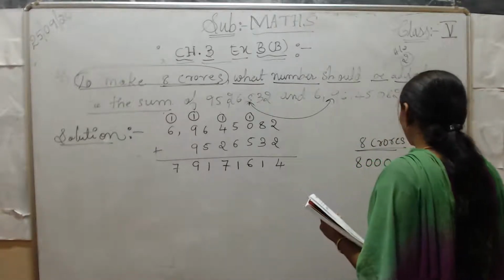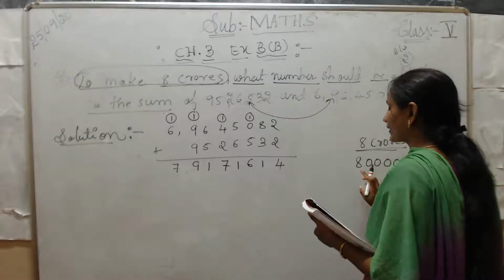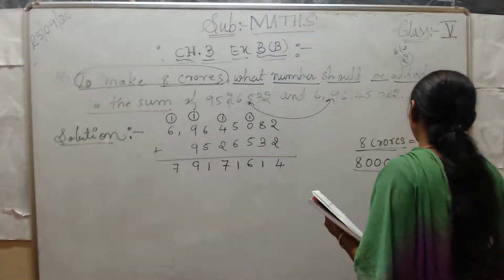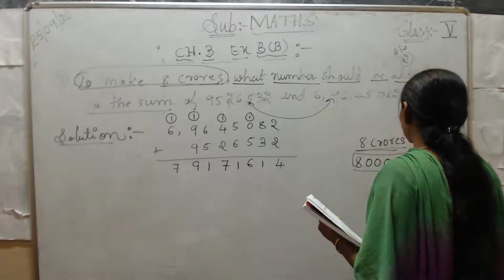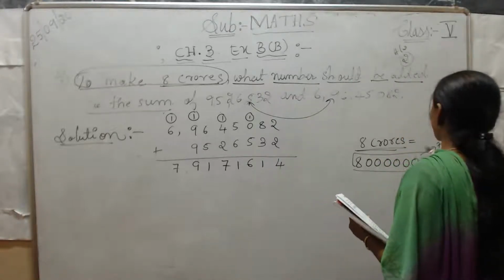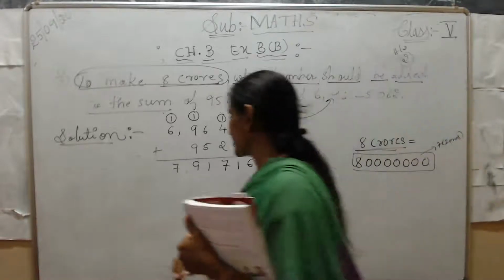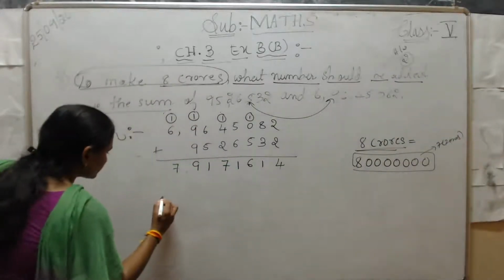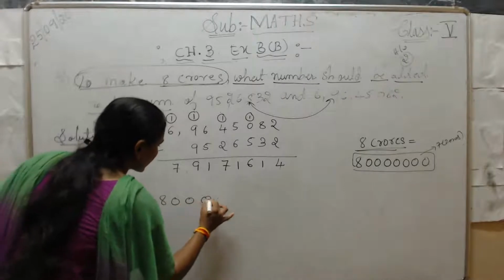1, 10, 100, 1,000, 10,000, lakh, 10 lakh, crore. How many zeros are in a crore? That is 7 zeros. Don't forget students, 7 zeros. Now you have to do the subtraction. Next you have to write 8 crore.